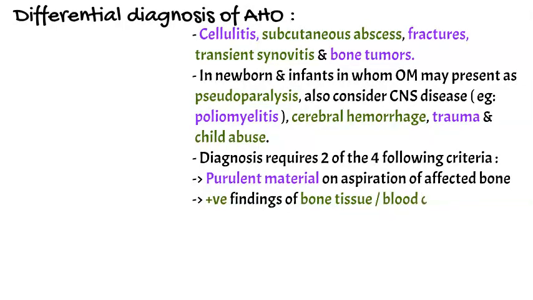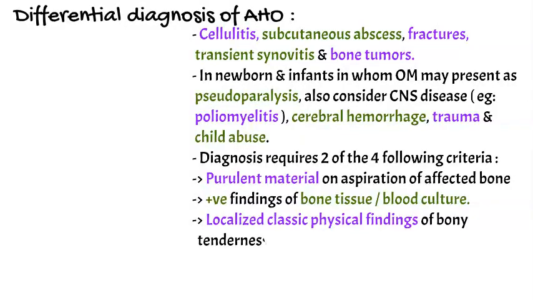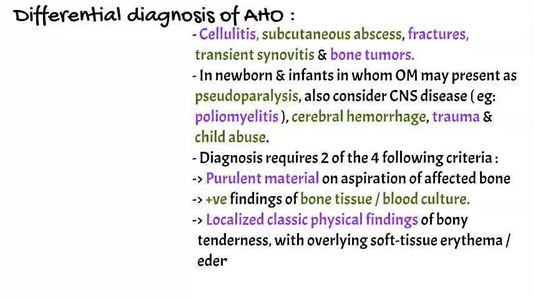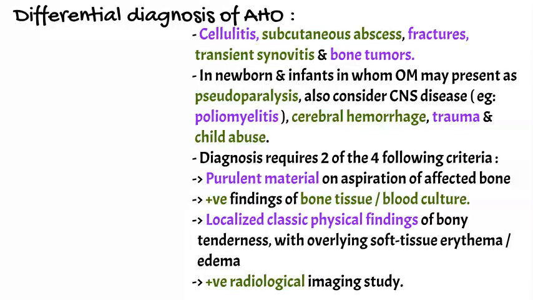The diagnosis of acute hematogenous osteomyelitis requires 2 of the 4 following criteria. Purulent material on aspiration of affected bone, positive bone tissue or blood culture, localized classic physical findings of bony tenderness with overlying soft tissue erythema or edema, and a positive radiological imaging study.